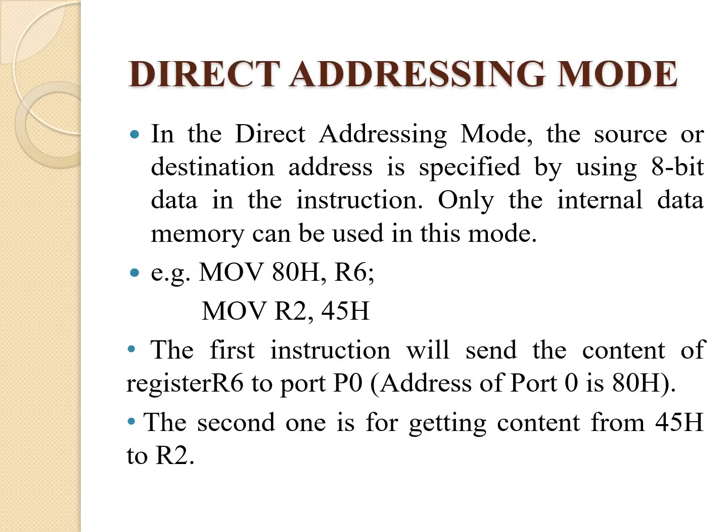Now, direct addressing mode. In the direct addressing mode, the source or destination address is specified by using 8-bit data in the instruction. Only the internal data memory can be used in this mode. For example, MOV 80H, R6; MOV R2, 45H. The first instruction will send the content of register R6 to port 0. Address of port 0 is 80H. Therefore, here in the instruction we have used MOV 80H. The second one is for getting content from 45H to R2.